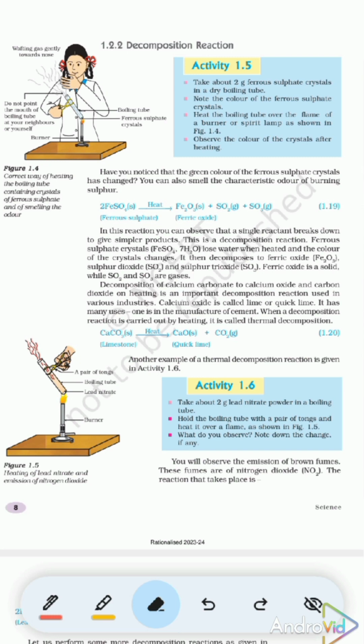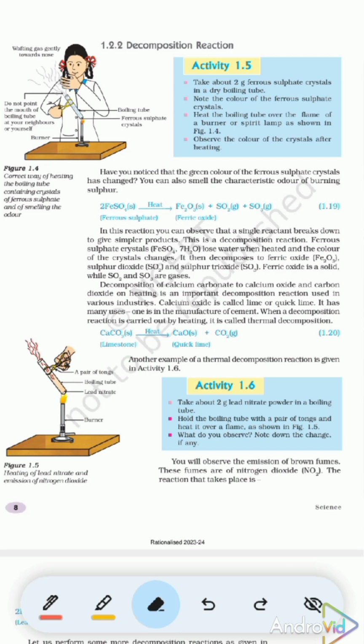Have you noticed that the green color of the ferrous sulfate crystals has changed? Initially the ferrous sulfate crystals would be green in color. After the heating, we can say that it would produce some sort of odor like burning sulfur. So 2FeSO4, that is ferrous sulfate, when heated would give ferric oxide, that is Fe2O3. Fe2O3 is ferric oxide, please note.